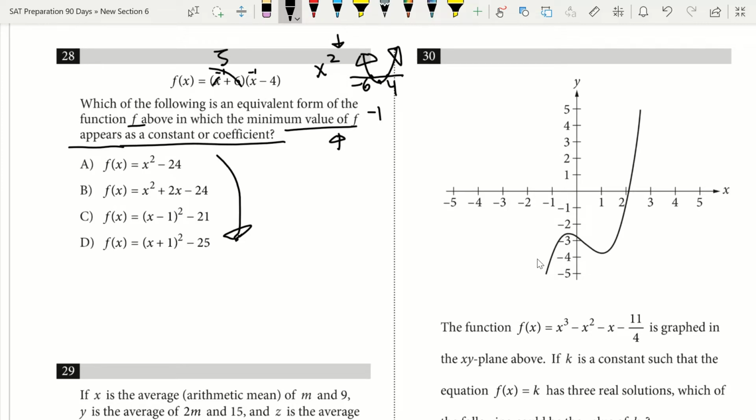Then I have negative 1 minus 4, that's going to give me negative 5. So we have 5 times negative 5. We know that's going to give us negative 25. So I find my answer with negative 25. I see the only one that has that is D, so D will be my answer there.